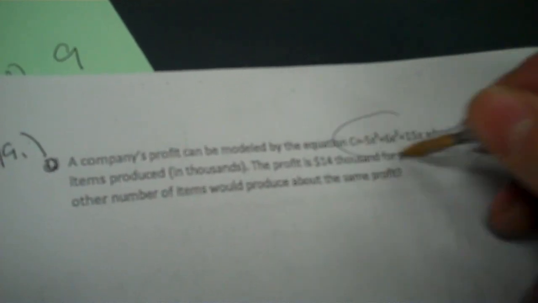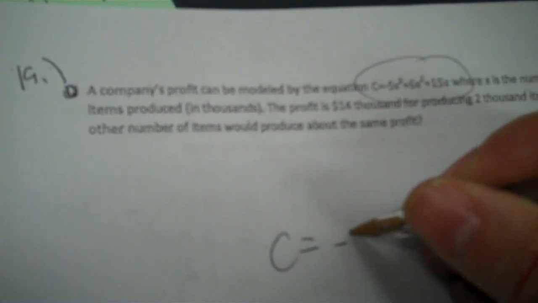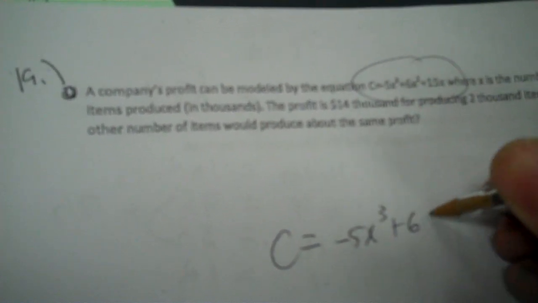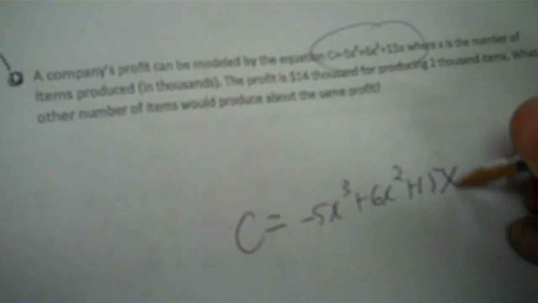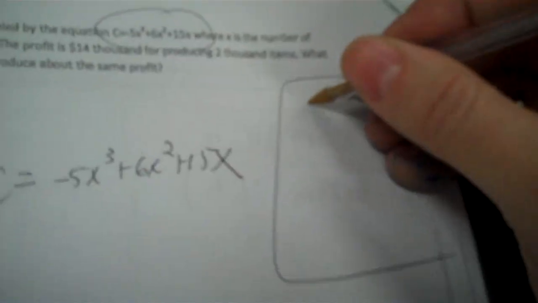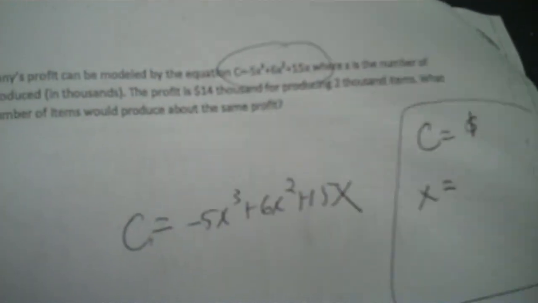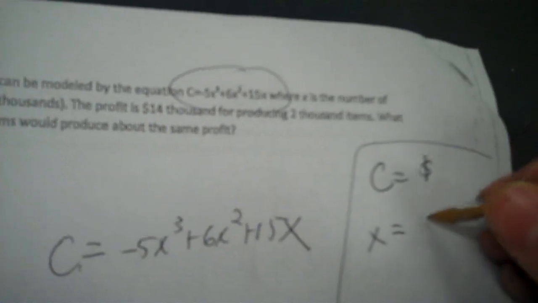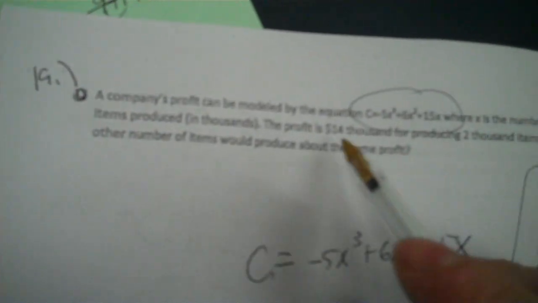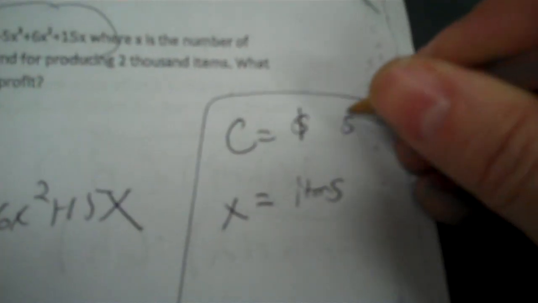Okay, you're given an equation, write it. When they come up with the equation, you don't need to do anything to figure out how they got that. You just go with it. Make a box here to define your variables. C or whatever's over there is your money. Money can't be X, and X is whatever you're selling. Here it just says items. Okay, now you're given a couple values. You're given 14 for C, and you're given 2 for X.